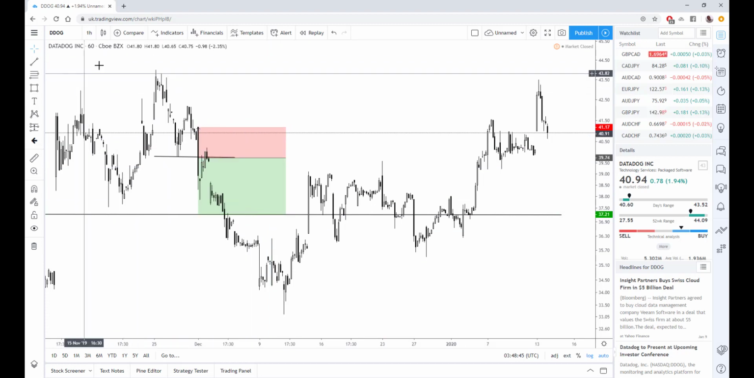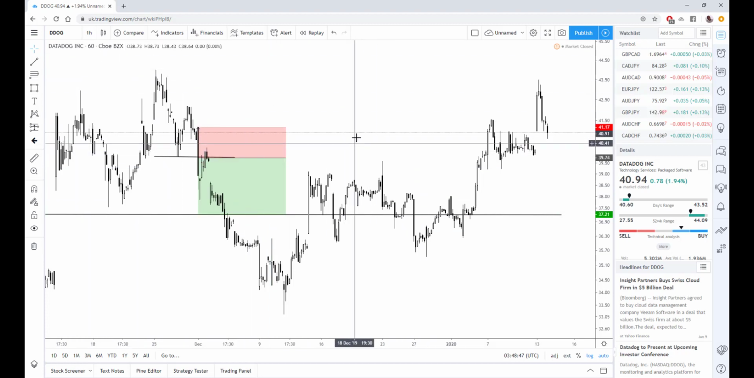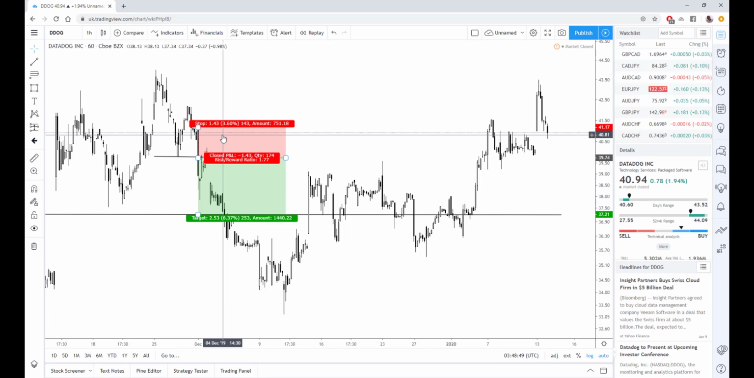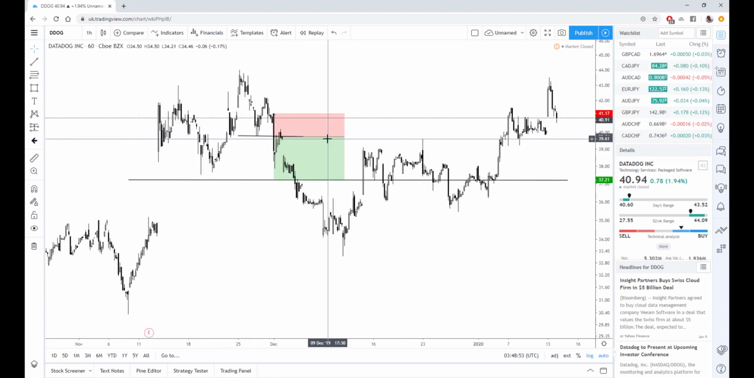You can use this on any pair, and you'll be surprised the kind of precision you get.